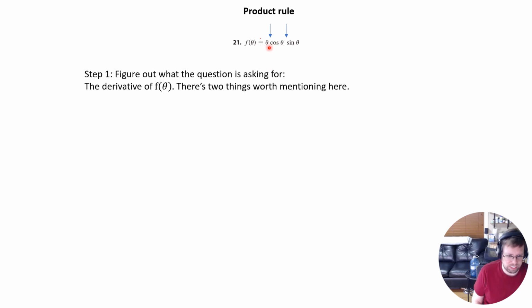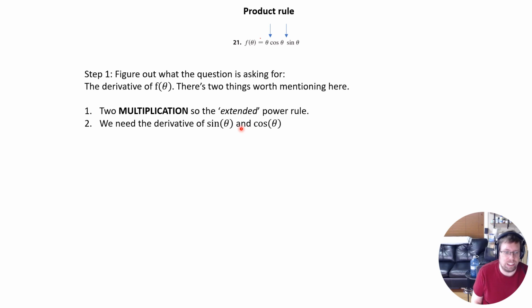Two things I'm going to mention is that there's a multiplication between the cos and the theta, and then between the cos and the sine. So there's actually three terms: theta, cos theta, sine theta. So we basically need to use an extended product rule.